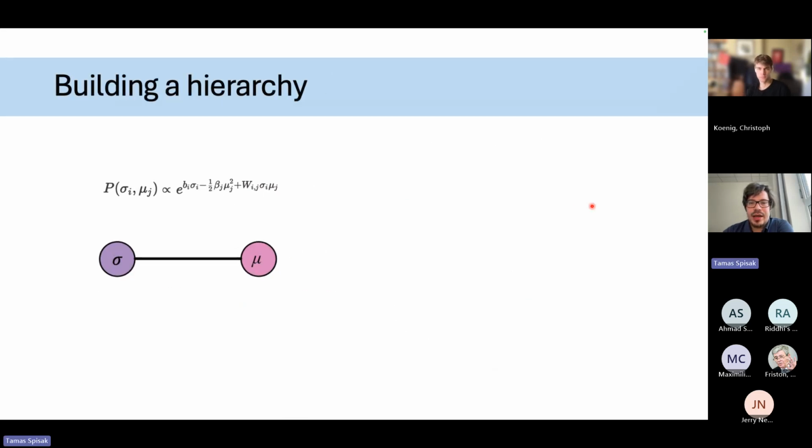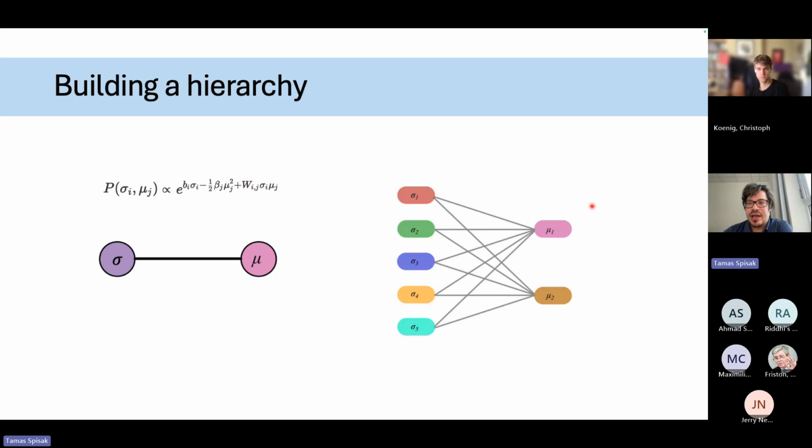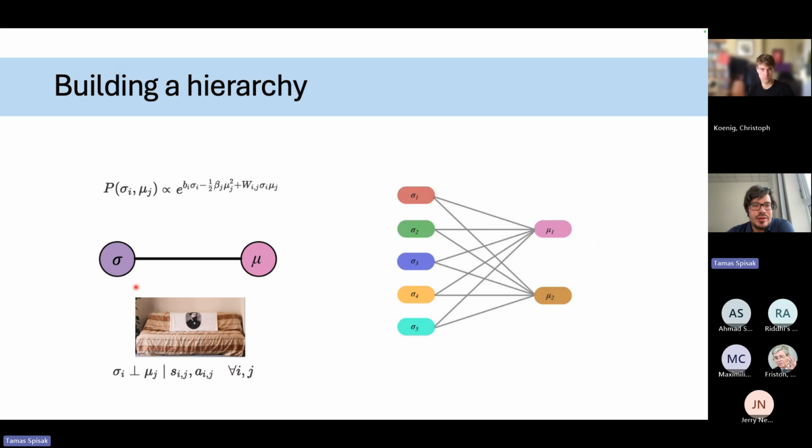Then I combine many of these very simple, marginalized systems into such a bipartite hierarchy. So there are multiple sigmas and multiple mu's, and the higher level nodes are integrating the information from the lower level nodes with different weights. Let's not forget that this here is still statistically equivalent to the original unit with S and A. So it means that it's not explicit here, but the Markov blanket is still there.